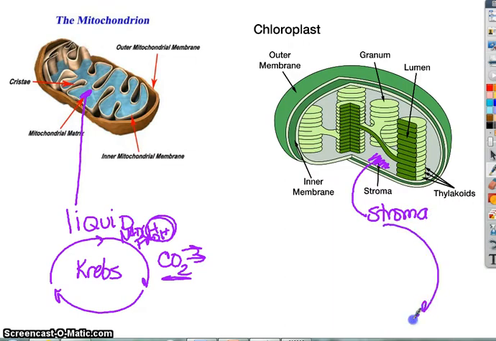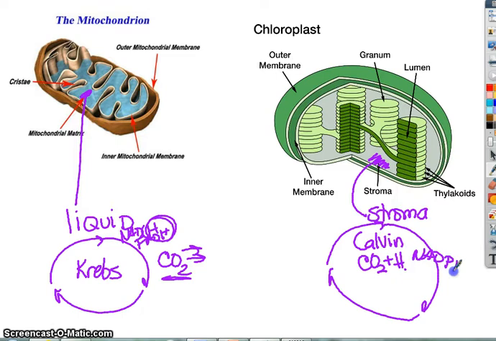In the stroma, a cycle happens. The cycle is called the Calvin cycle. In the Calvin cycle, the carbon dioxide hooks up with hydrogens from NADPH, and we end up making sugar. So notice that these two cycles are in some ways like opposites of each other. One of them finishes the breakdown of sugar, and the other one puts sugar together.